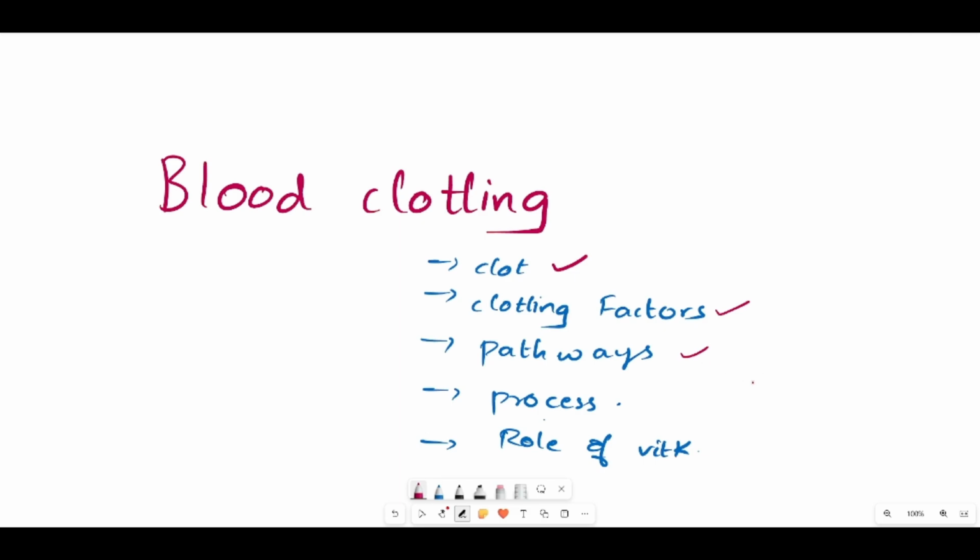So today in this video, we will be discussing completely about blood clotting. By the end of this video, you will get to know what a clot is, the list of clotting factors, the various pathways involved in it, and the exact process of clotting. So without any further delay, let's get into the video.